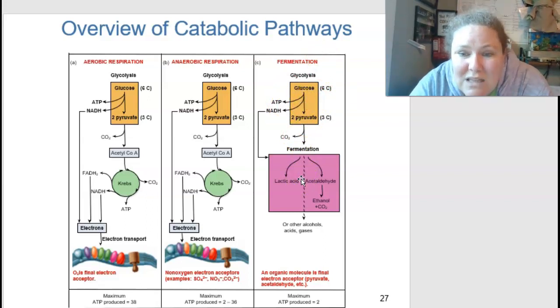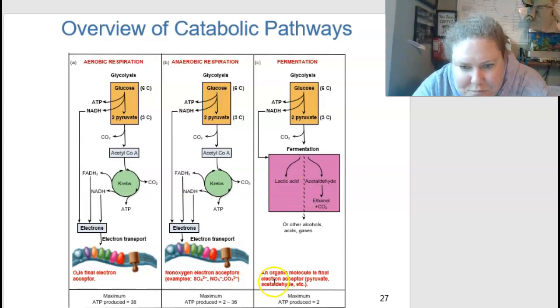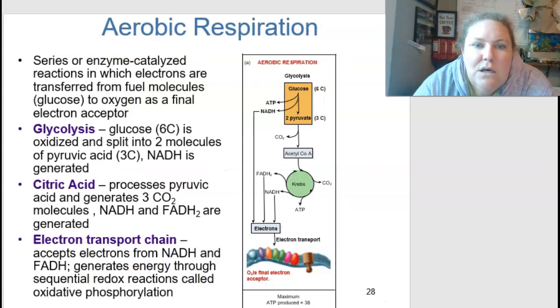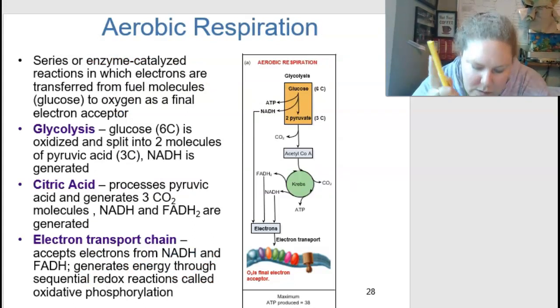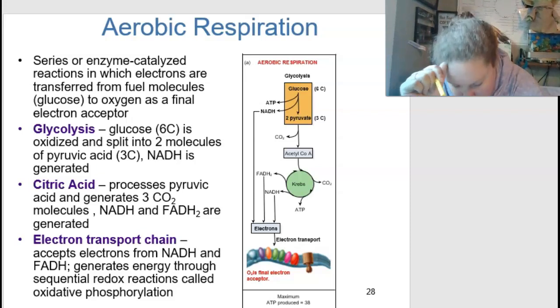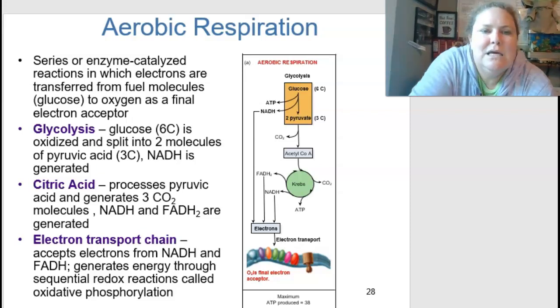We can at least have a couple ATP. But in the process of doing that, we make lactic acid, and so we actually have to have another process to take care of that lactic acid. But regardless, the organic molecule is the final electron acceptor, and the maximum ATP produced is 2. Actually, taking care of this lactic acid takes up more energy than that, so we end up losing it. But regardless, in heavy strenuous exercise, this keeps us alive, and we have ATP at the ready. So that's always good.